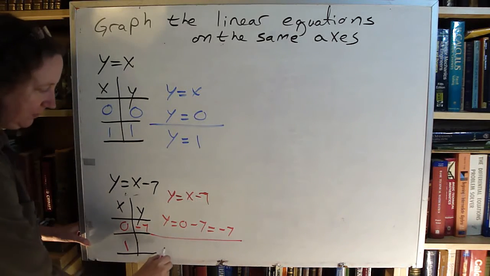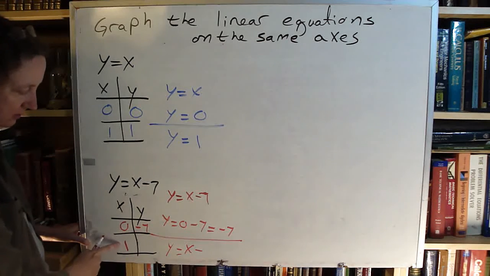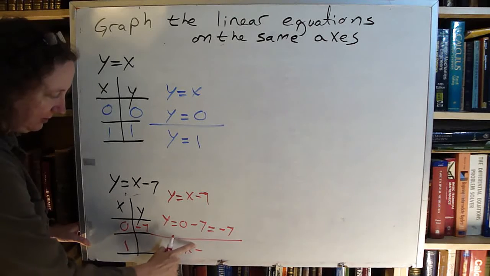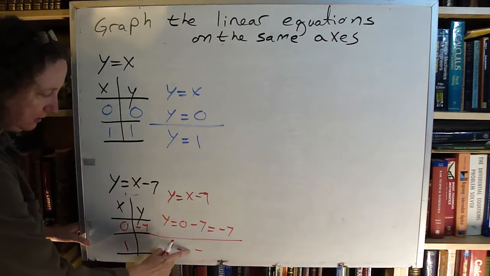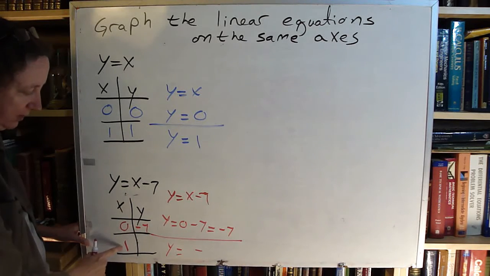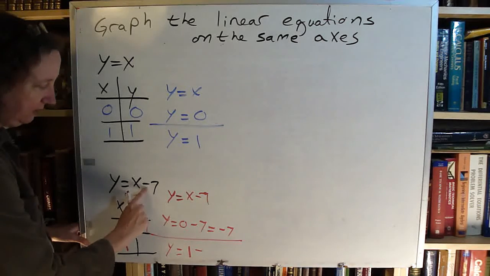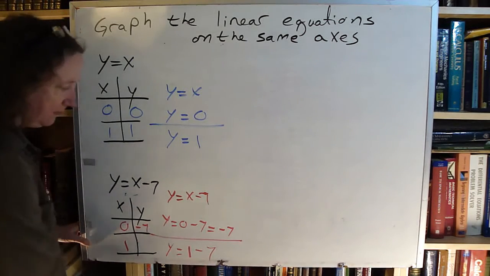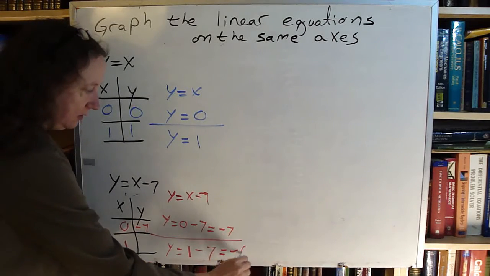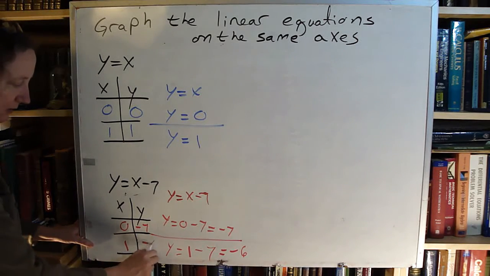Next one, y equals x minus, did that wrong. I'm supposed to be replacing the x with the number. So instead of writing the x, I'm going to write down 1. So I have 1 minus 7. 1 minus 7 is negative 6. Fill in my blank.